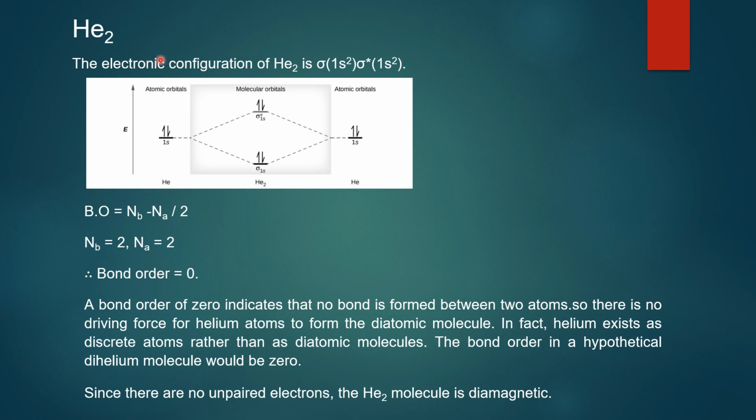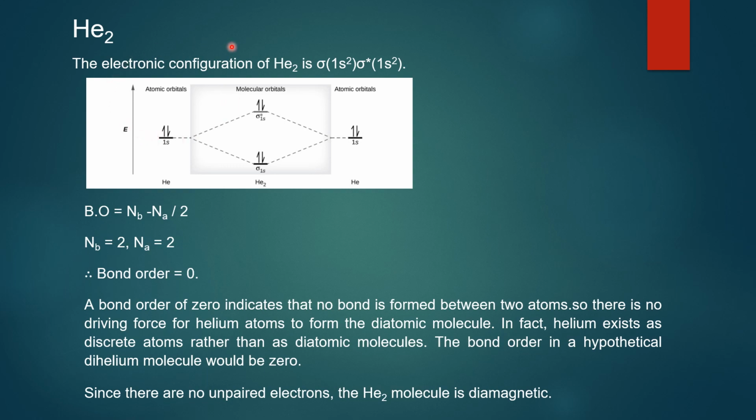The total electrons occupying the two atomic orbitals of the two helium atoms are 4 electrons. Out of 4 electrons, 2 electrons go into the bonding molecular orbital, that is sigma 1s, and the remaining 2 electrons go into the sigma star 1s anti-bonding molecular orbital.